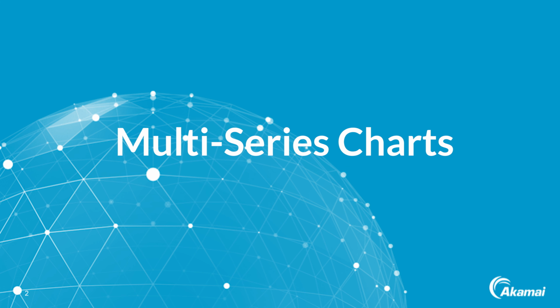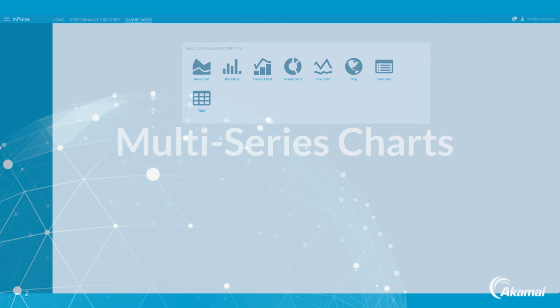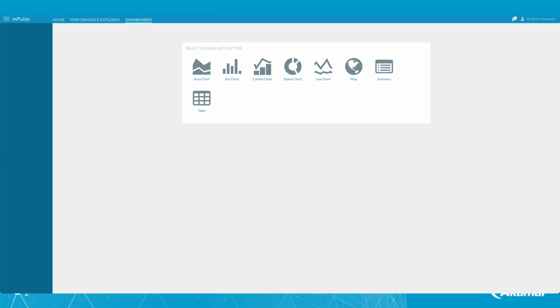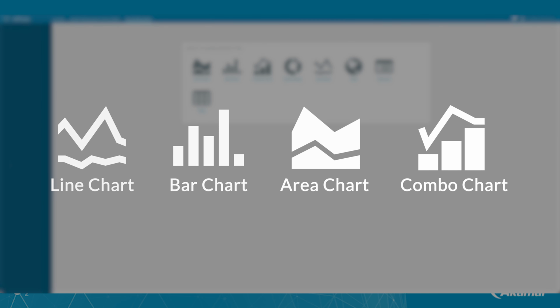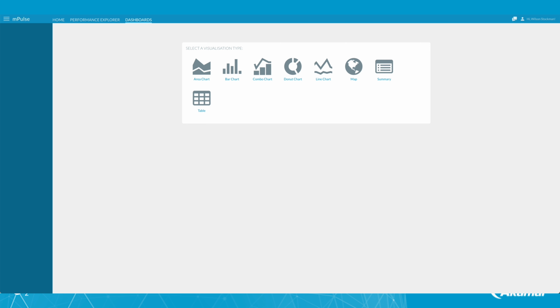If you've used the original mPulse, you will have seen charts which show more than one series of data on a single y-axis. We call this feature multi-series, and we now support multi-series in line, bar, area, and combo charts. Let's have a look at how this works, and we'll use a bar chart as an example.